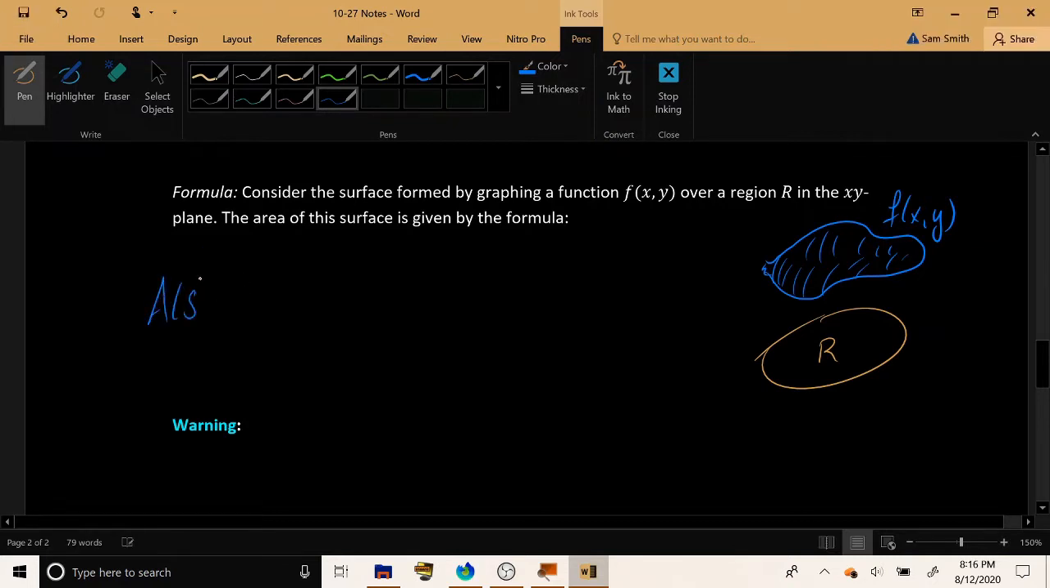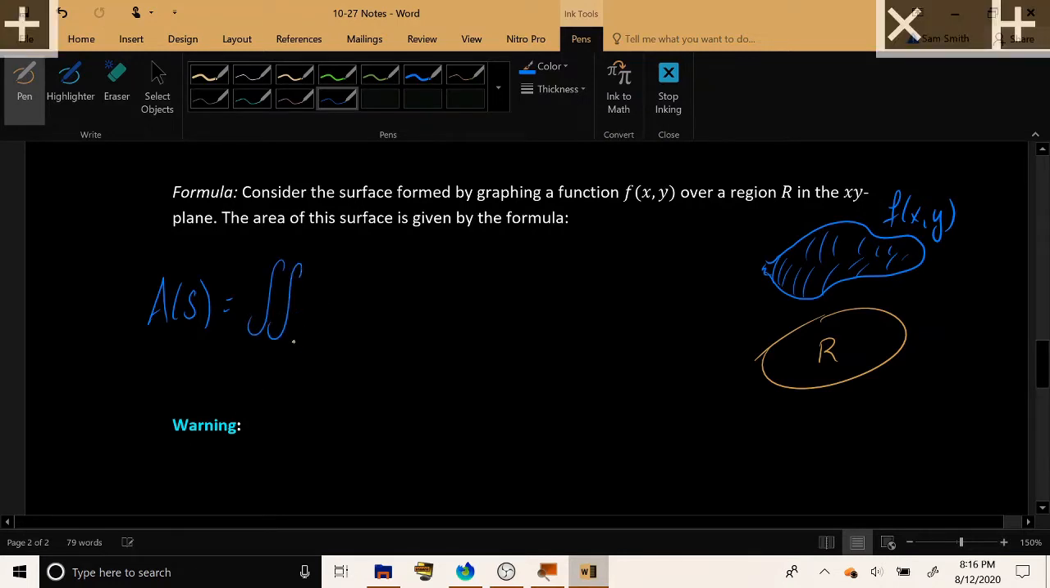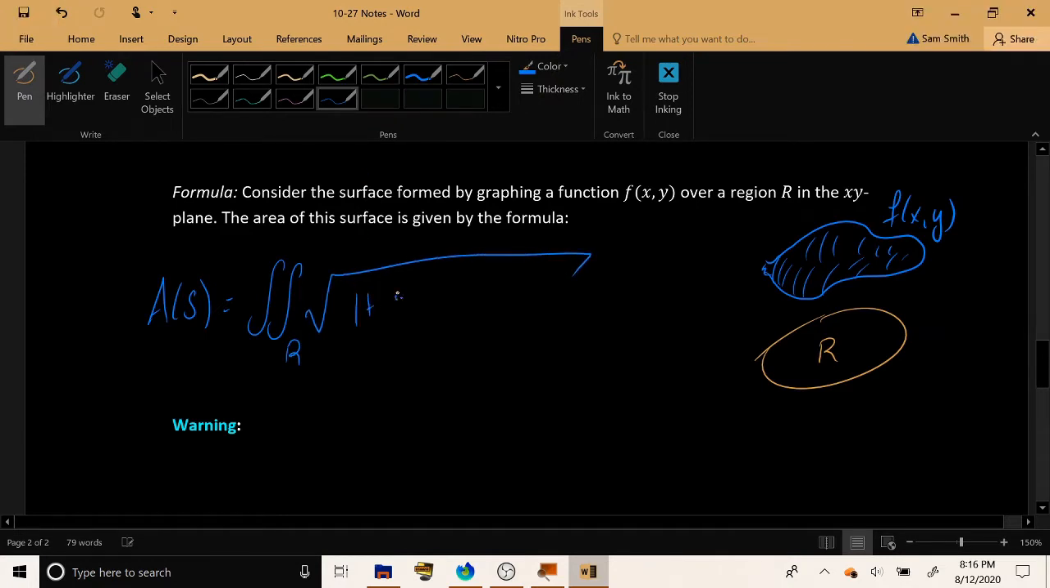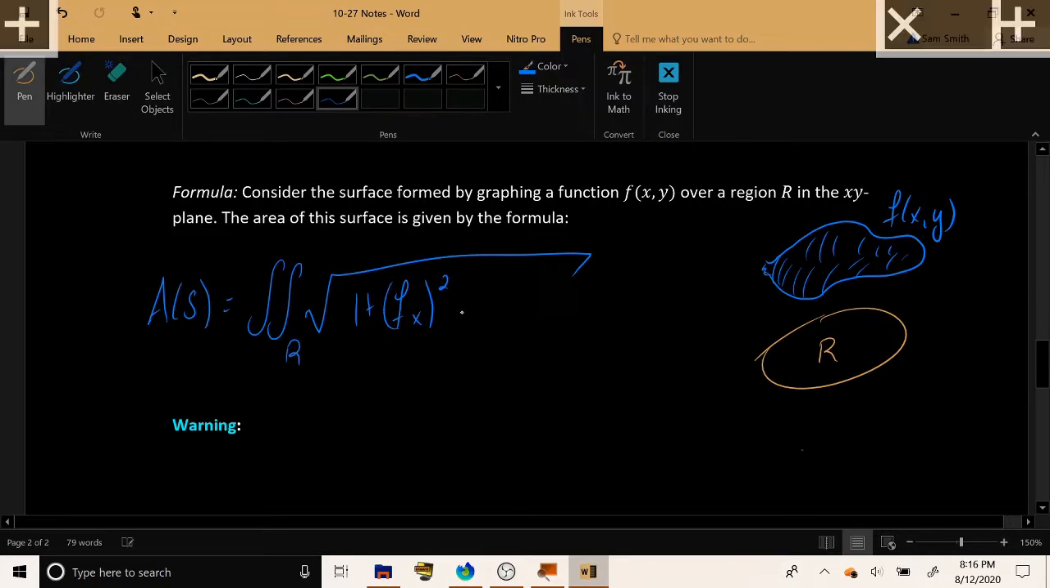The area of the surface can be found by integrating over the region R the square root of 1 plus f sub x squared, the partial derivative, plus f sub y squared, the partial derivative.